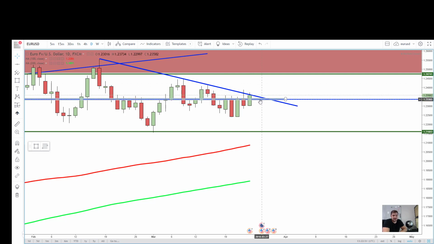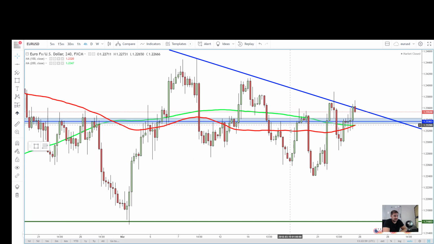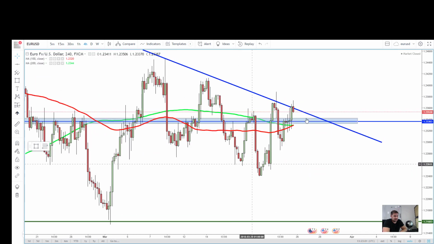So look for this key area, this 123.35, 123.50 area. We'll just drop down to the 4-hour time frame. Look for this area here, this blue zone, to potentially be tested in the coming days, and then we could see real bullish momentum take this and break out.